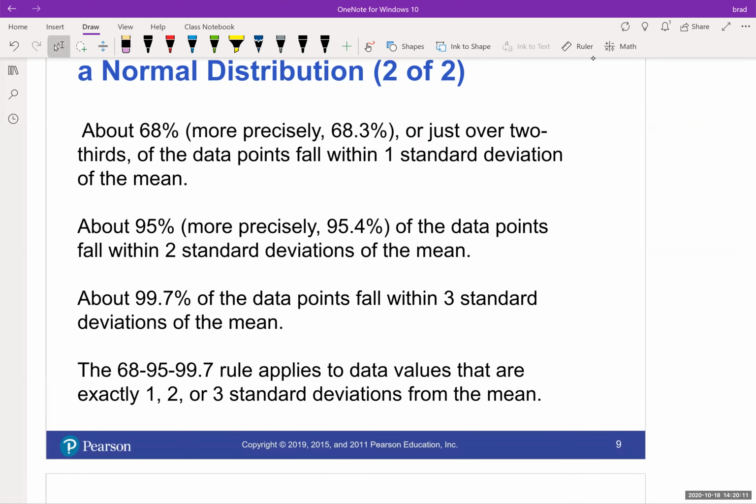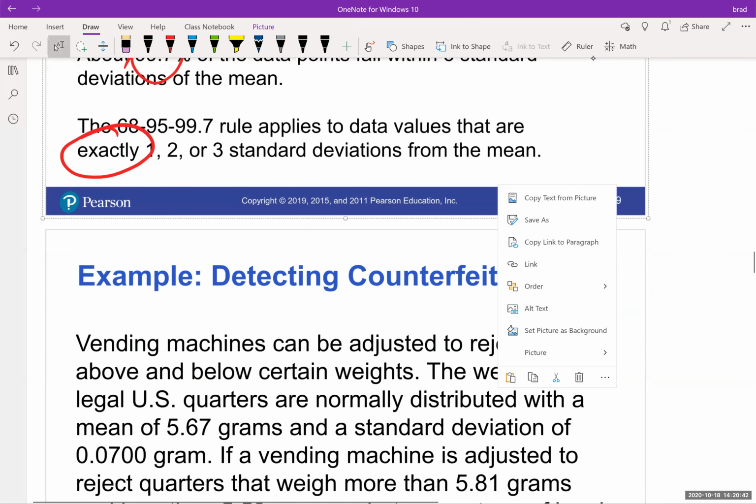Let's look at this. It says about 68%, it's actually 68.3, but for our class we're going to use 68. Just over 2/3 of the data values fall within 1 standard deviation. About 95%, and again, we're not really going to use these exact percentages, we're going to focus on the nice clean ones, fall within 2 standard deviations of the mean. And about 99.7% of the data falls within 3 standard deviations of the mean. This applies to values that are exactly 1, 2, or 3. So remember, for us, it would have to be exactly to use the empirical rule. That's what the empirical rule says.